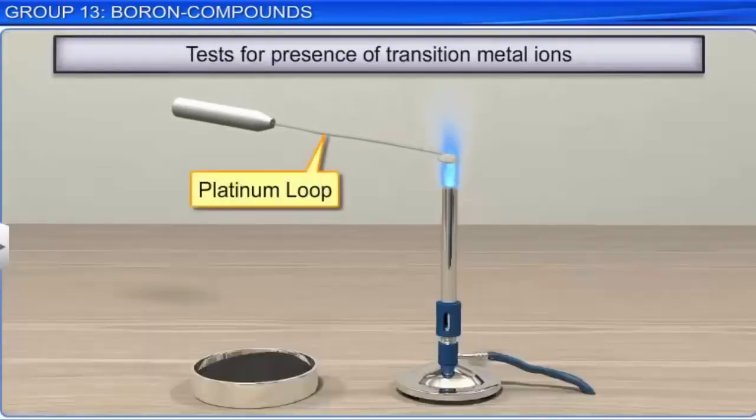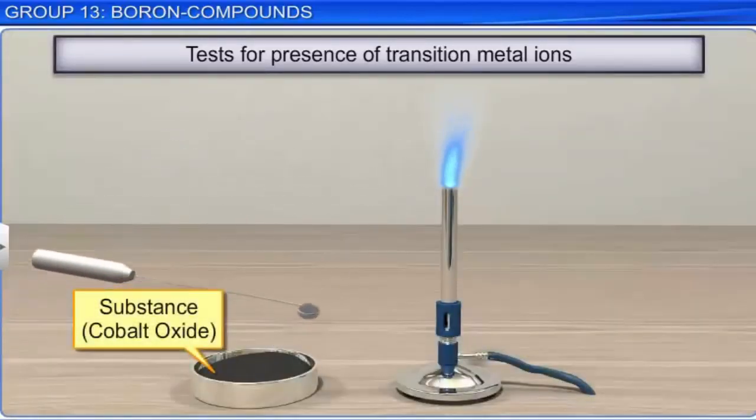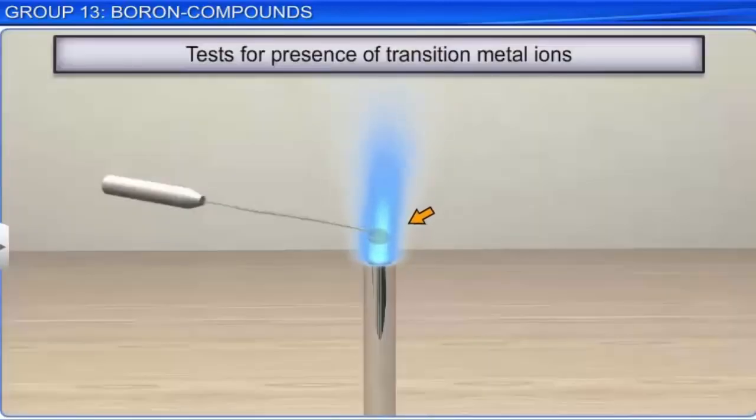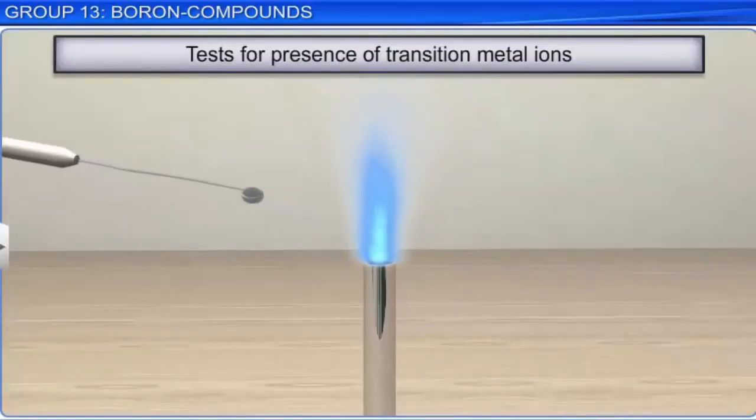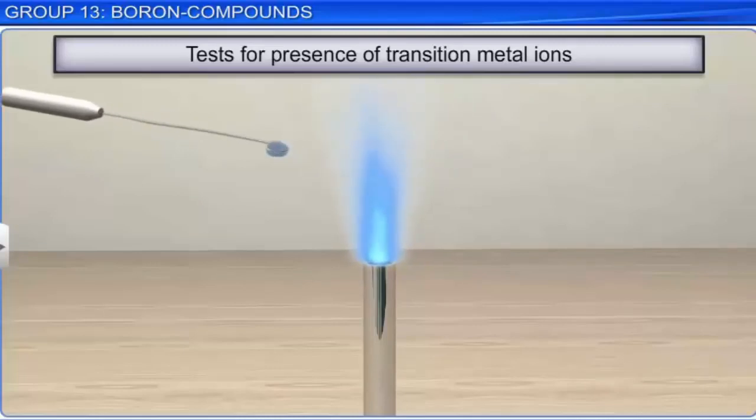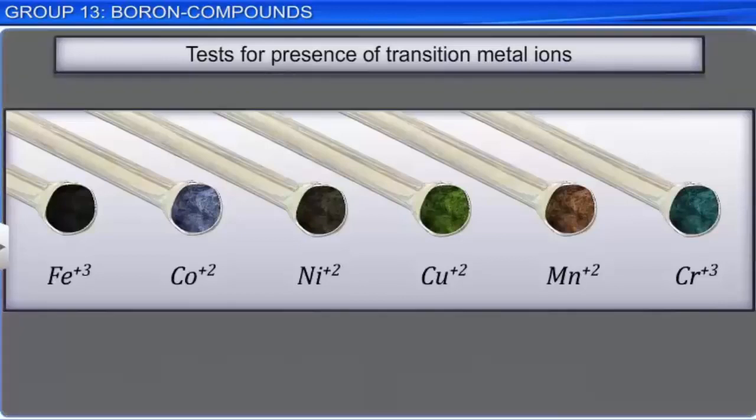A platinum loop is used to heat a small sample of borax in a Bunsen burner flame until a borax bead forms. The bead is then dipped into a small sample of the substance being tested. Then, it is held in the lower part of the flame, allowed to cool, and then heated in the upper or oxidizing part of the flame. The formation of colored metaborates of transition metals identifies the presence of transition metal ions. For example, cobalt ions give a blue-colored bead in this test.